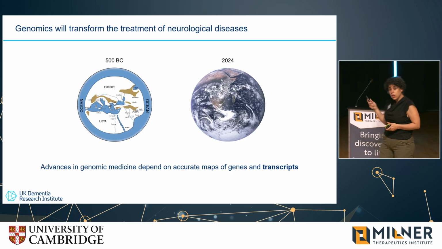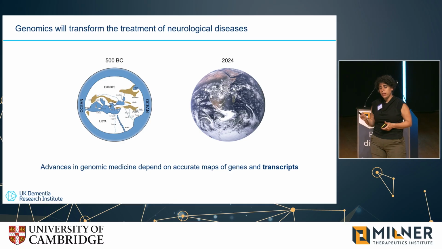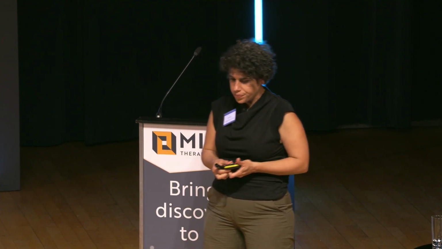But in order to do that properly and in a directed manner, we have to be able to interpret the data we have, and we need a better map not just of the genes, but of the transcripts they generate.